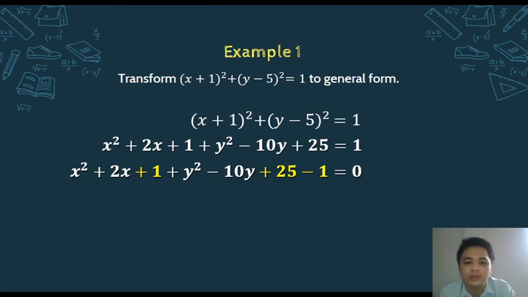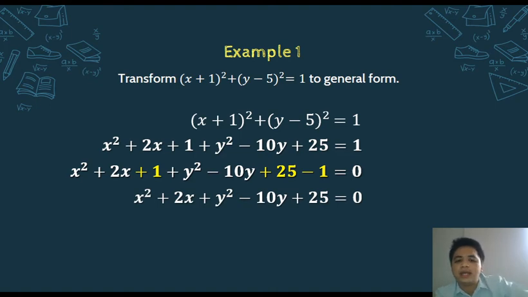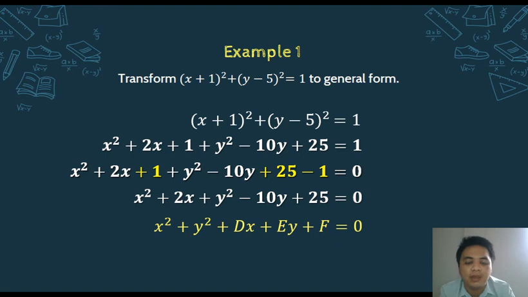Positive 25. So this will become x squared plus 2x plus y squared minus 10y plus 25 is equal to 0. And for our last step, let us just transform it to its general form. So gagawin mo siya na ganyang form. So dapat nasa unahan sa x squared, followed by y squared, followed by x, followed by y, and last is yung constant. Di ba sabi natin, yung D, yung E, tsaka yung F are constants. They are numbers. So just fix it na naka-general form.